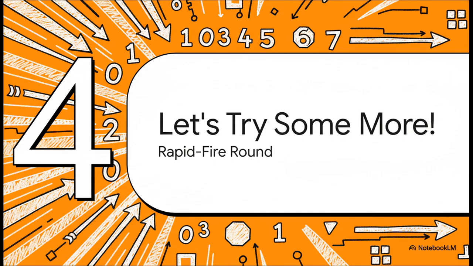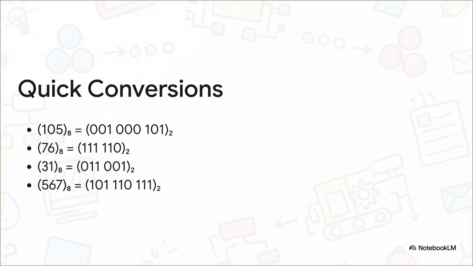This'll prove that the method works for any octal number you can throw at it, big or small. Okay, let's look at 105. That's just 001 for the 1, 000 for the 0, and 101 for the 5. Put them together. How about 76? Well, that's 111 and 110. Done. 31, 011, and 001. Easy. Even a bigger one, like 567, it's the exact same process. It doesn't get harder, you just do the lookup one more time. It's just rinse and repeat.